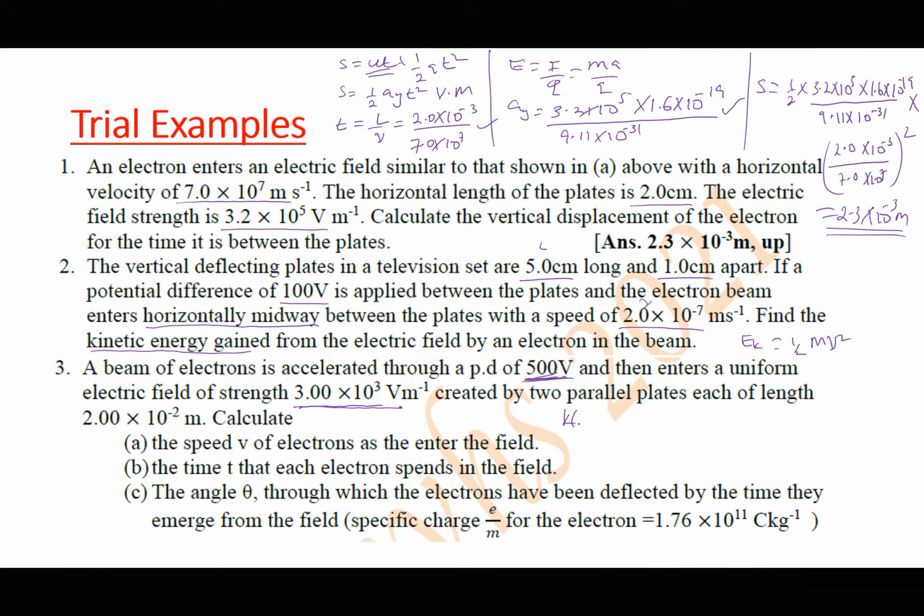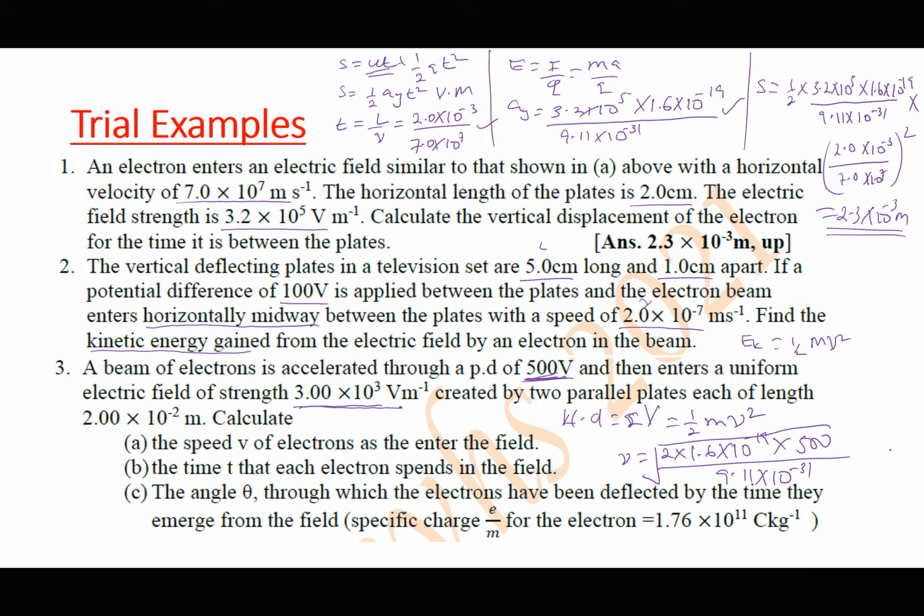So the work done is equal to charge times accelerating PD, which will be equal to a half mv squared. This will give us the speed before the electrons enter the field. So the speed v is going to be equal to the square root of 2 times the charge 1.6 times 10 power negative 19 times the accelerating PD, which is 500, divided by the mass of the electron, which is 9.11 times 10 power negative 31.